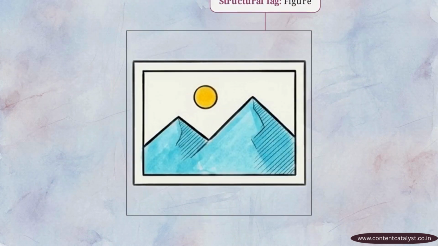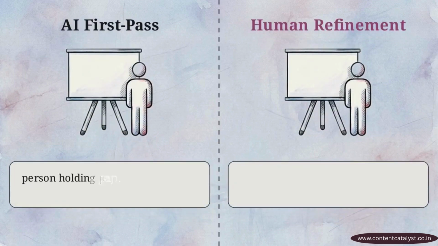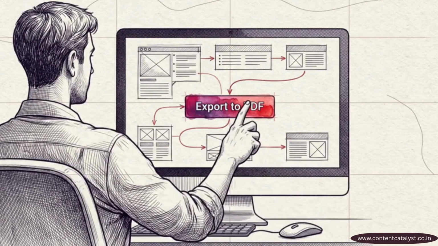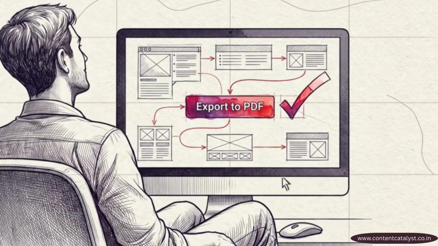The AI acts as a first-pass agent. The second an image is imported, it drafts baseline structural tags and proposes alt text. However, there is a sharp divide between the AI's literal visual description capability and the required human editorial intent. Look at the split screen. On the left side, the AI generates generic alt text, like person holding paper. On the right, the designer refines it to reflect the actual intent. Lead architect presenting final blueprint to stakeholders. Integrating proactive AI compliance early maintains rigorous standards for accessible design, while entirely eliminating the final export scramble.